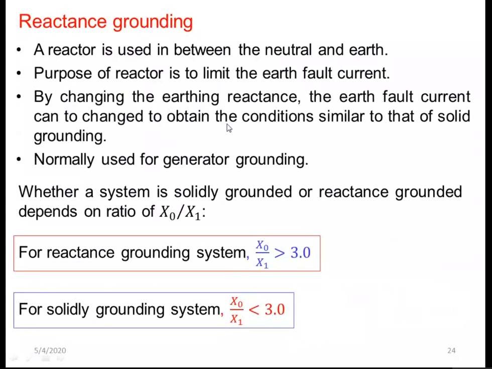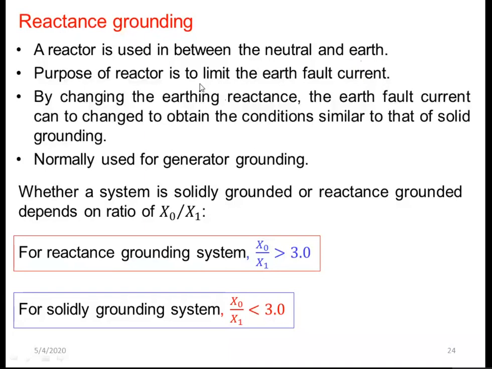Here we have the next method, and it is reactance grounding. And this is very similar to the case of resistance grounding. As the name says, it means we use a reactor, so it is like a coil. So you have a reactor connected between the neutral point and the earth point here. And again, the purpose of the reactor is to limit the earth fault current here. But there are some differences with respect to the resistance grounding.